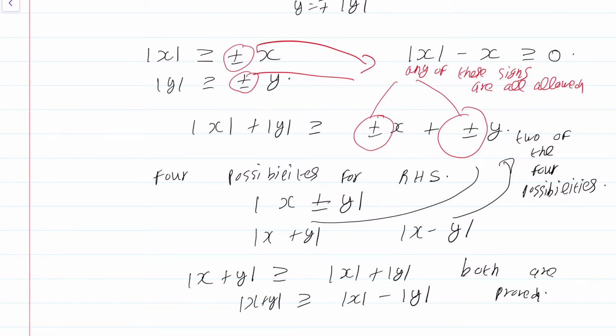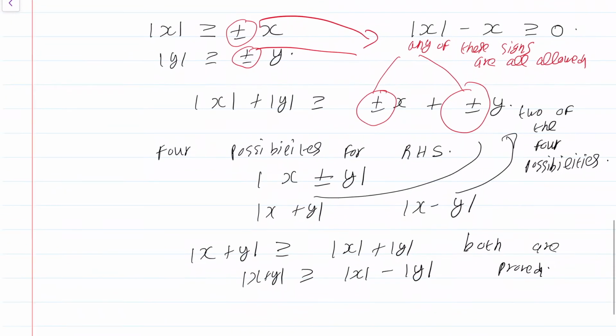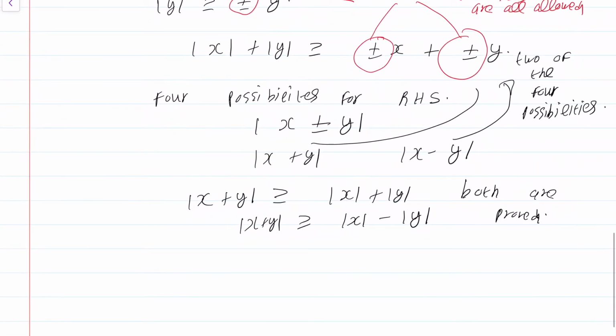subadditivity or triangle inequality. Now how do you prove the reverse triangle inequality? That's not too hard either. We want to show, let me just show one part. Let me show the minus sign. That looks like a bit harder. Mod of x minus y is greater than or equal to modulus of mod x minus mod y.